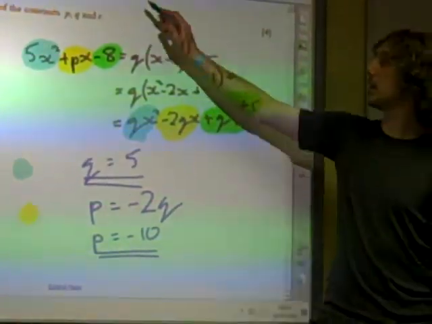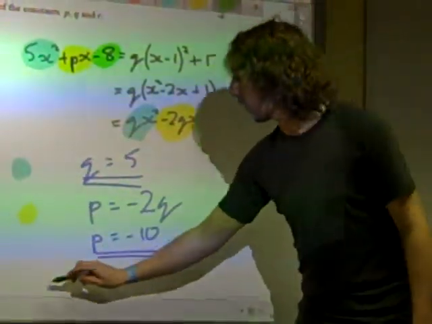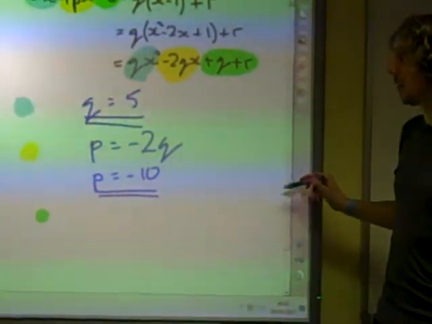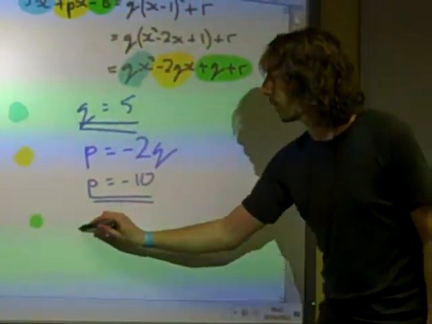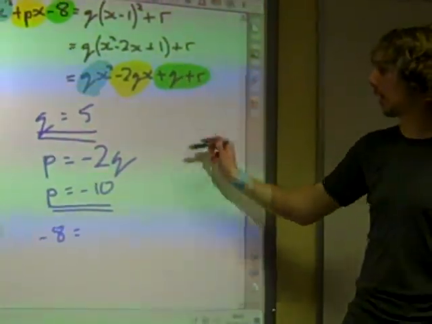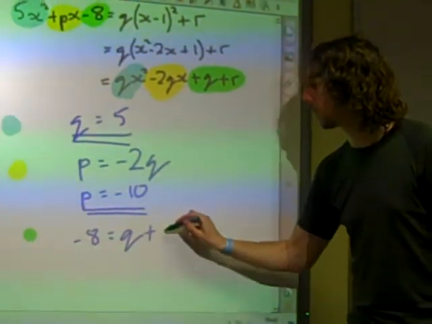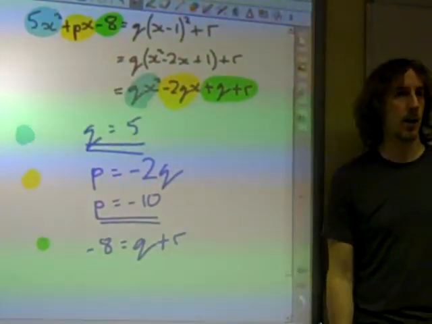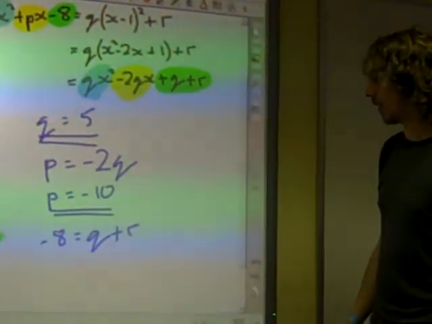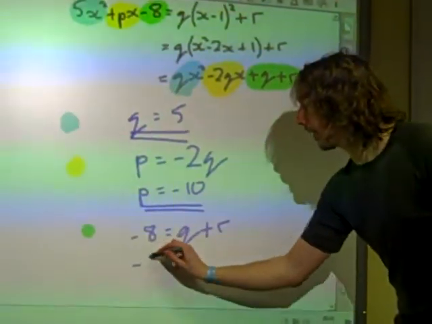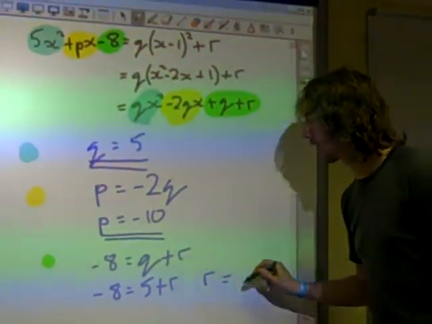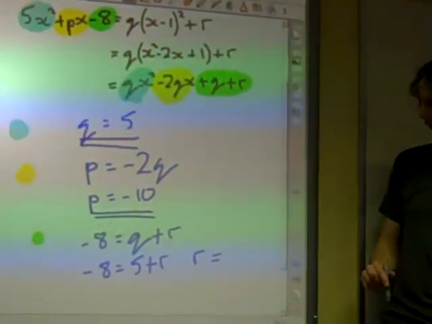And then looking at the green bit, we've got minus 8 on the left, and q plus r on the right hand side. And what have we got already? We know that q is 5, so minus 8 is 5 plus r. So that gives us r would be negative 13.